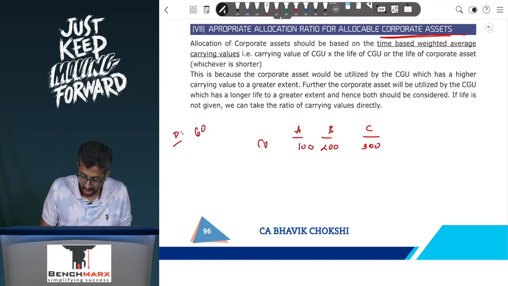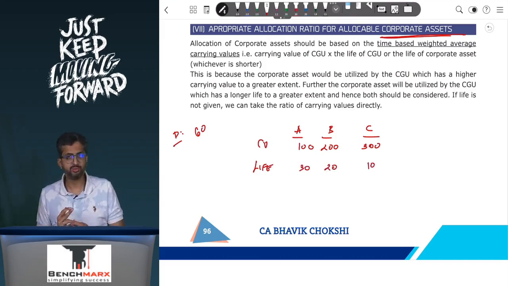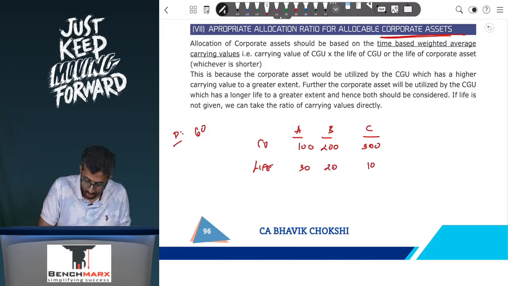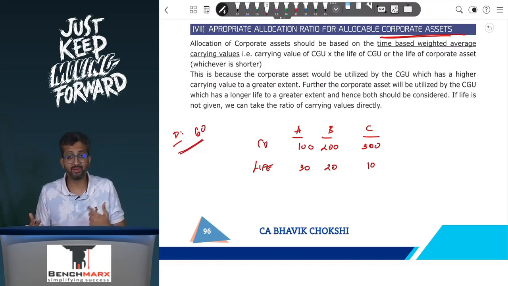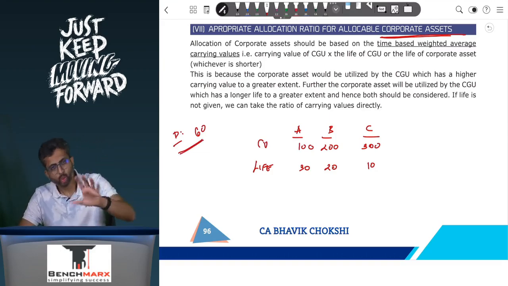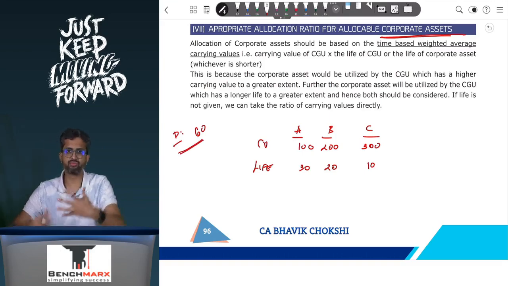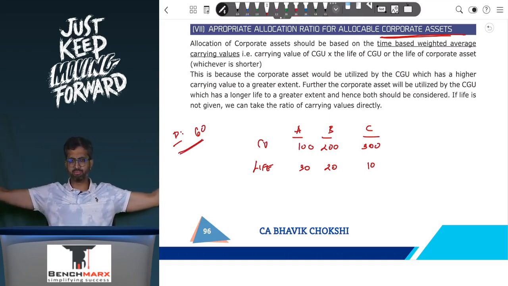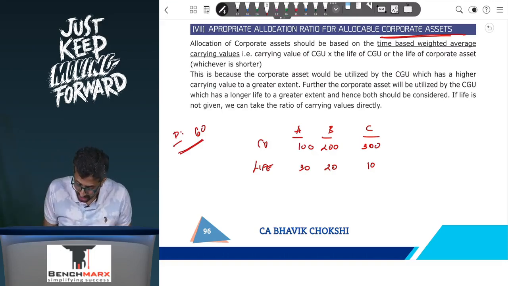However, if you are also given the life, let's say the life over here is 30, over here is 20, over here is 10, then you will say that the longer the life, the more the utilization, the shorter the life, the less the utilization. Again, within that, the bigger the size of the department or company, the more the utilization. And hence, if the life is given, the institute takes a product of the two, and this will be 3000, 4000, 3000.